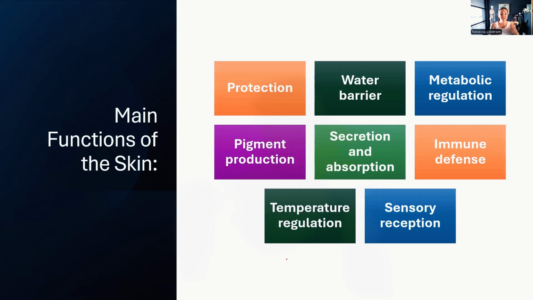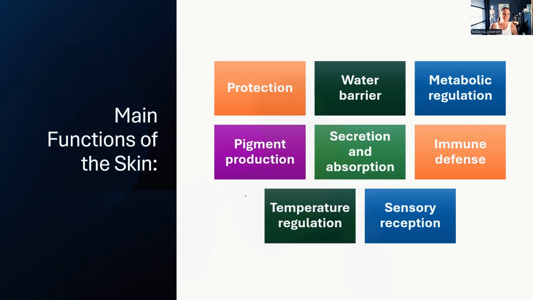When we're looking at the skin, it's important that we talk about the main functions. The first and probably the most obvious is protection. The skin is protecting all of the deeper layers, so our muscles, our organs, all being protected by the skin. We'll talk also about some of the cells that are present and the immune function that the skin does have. It also acts as a water barrier to keep water in and to keep substances out.